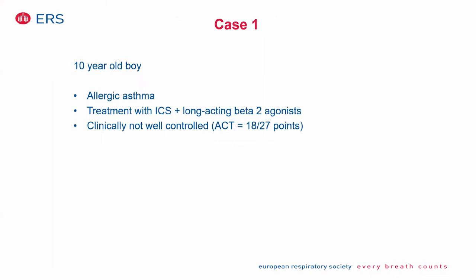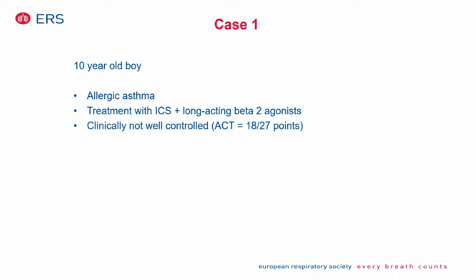So we start with this case number 1, where we have a 10-year-old boy with an allergic asthma. He's treated with inhaled steroids and long-acting beta-2 agonists, but clinically he's not well controlled. He has symptoms, he has wheeze, he's not very well. He gives also an asthma control test of 18 out of 27 points.